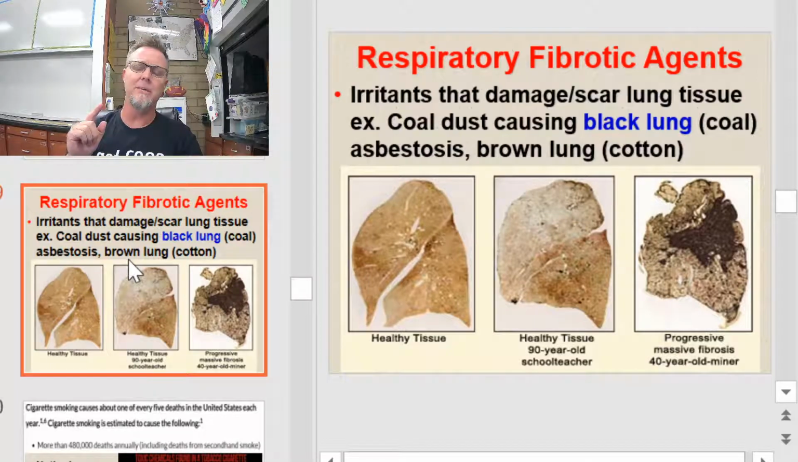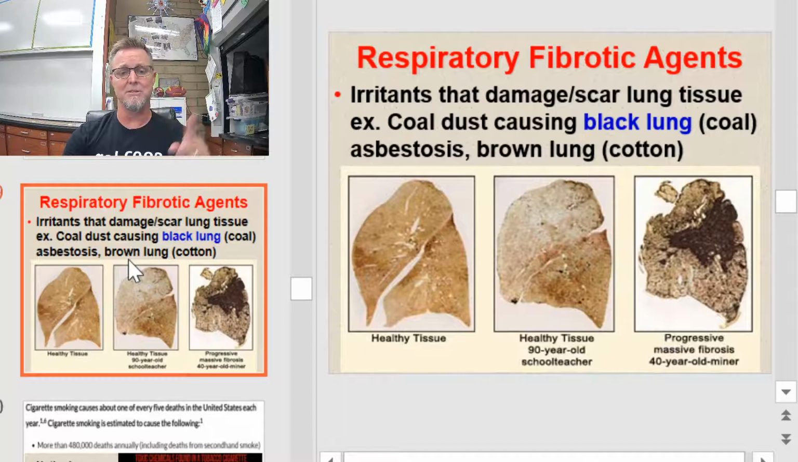Okay, so anyways, unless you're a miner, you don't really have to worry too much about coal dust exposure. But if you are digging for coal, this dust can get into your lungs and damage the lung tissue, literally turning it black. Black lung disease.